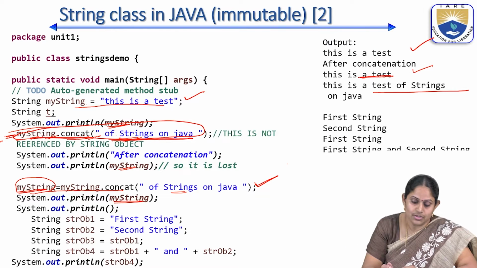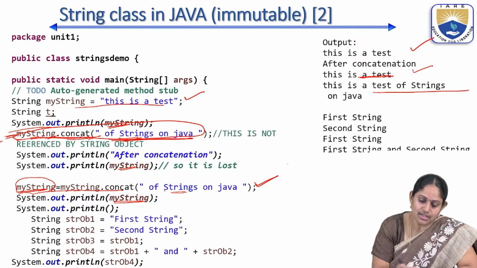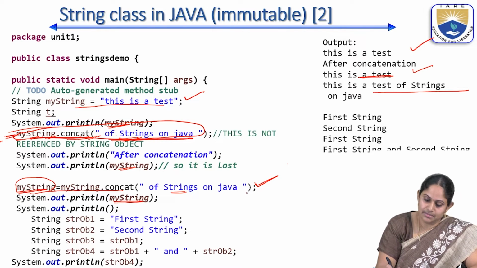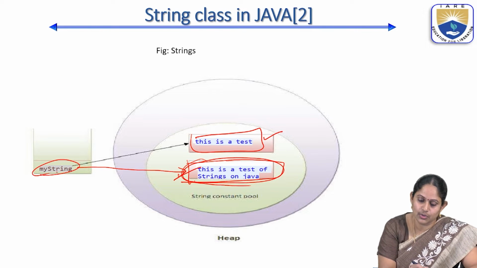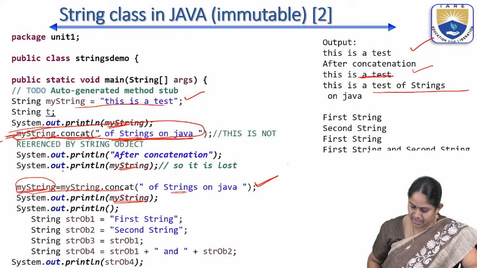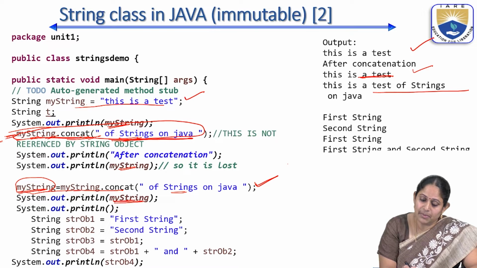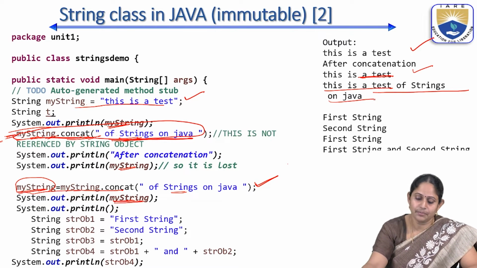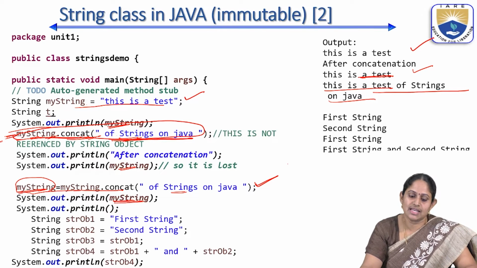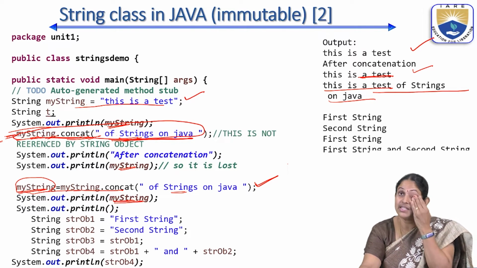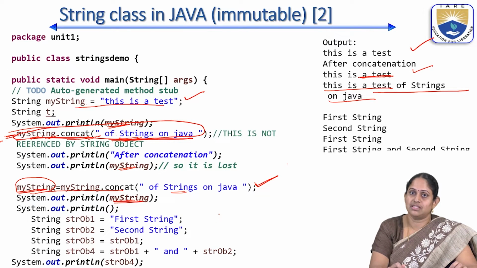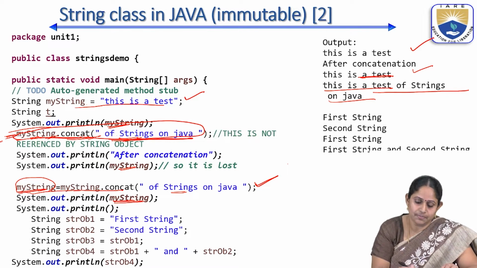After the concatenation of these two, we get our new string being referenced by my string. So once we display my string, we get the full content in the output. So this is an example showing that string is immutable. Now let's look into some of the methods which are available in the string class.